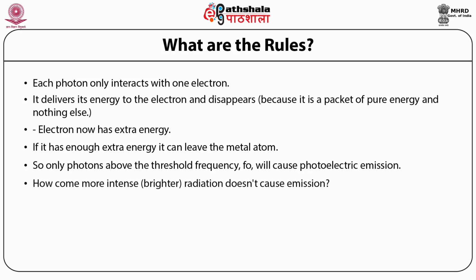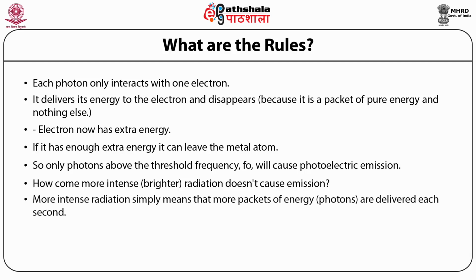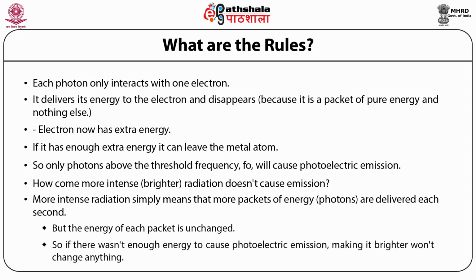How come more intense or brighter radiation doesn't cause emission? There's a good question here. More intense radiation simply means that more packets of energy, that is, more photons, are delivered each second. So the rate of delivery of photons is high, but the energy of each packet is unchanged. So if there wasn't enough energy to cause photoelectric emission, making it brighter won't change anything.